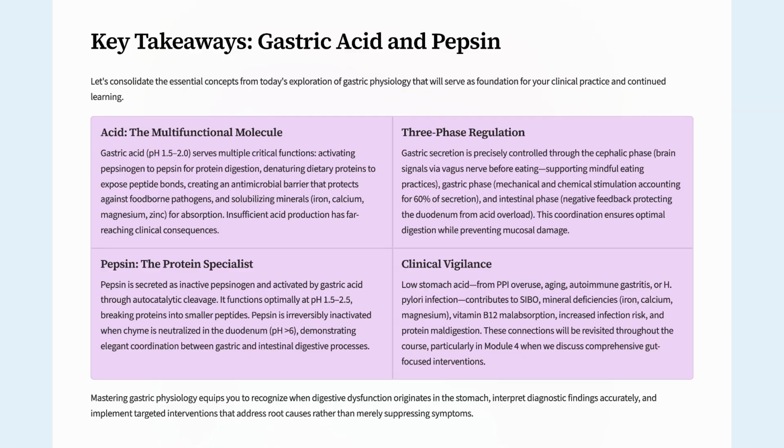In summary, gastric acid and pepsin are essential for proper digestion and health. The stomach maintains a highly acidic environment through sophisticated cellular mechanisms. Three phases regulate acid secretion: cephalic, gastric, and intestinal. Pepsin requires an acidic pH to function optimally in protein digestion. Protective mechanisms prevent the stomach from digesting itself. Hypochlorhydria has significant clinical consequences that extend beyond digestion. Understanding these principles is fundamental to clinical practice and patient care.